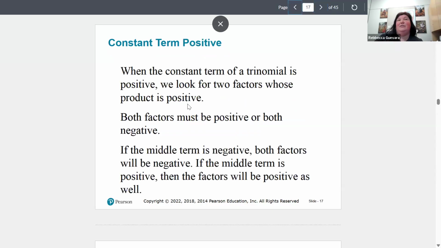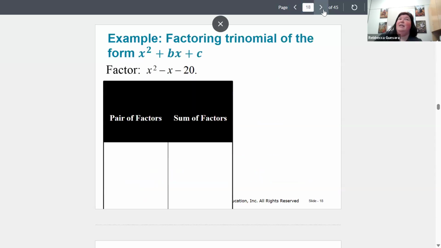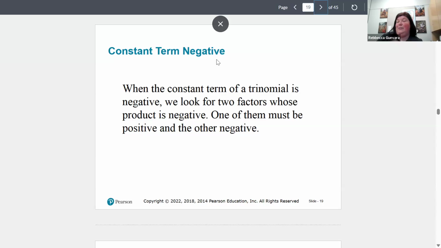If the constant term is positive, we need 2 positive factors or 2 negative factors. And if the constant term is negative, we need a positive factor and a negative factor. Usually what's going to trip you up here is that when you're trying to figure out 2 numbers that multiply to give you that constant, you tend to overlook something, usually because you forget you can divide by 1, and because you forget about negatives.